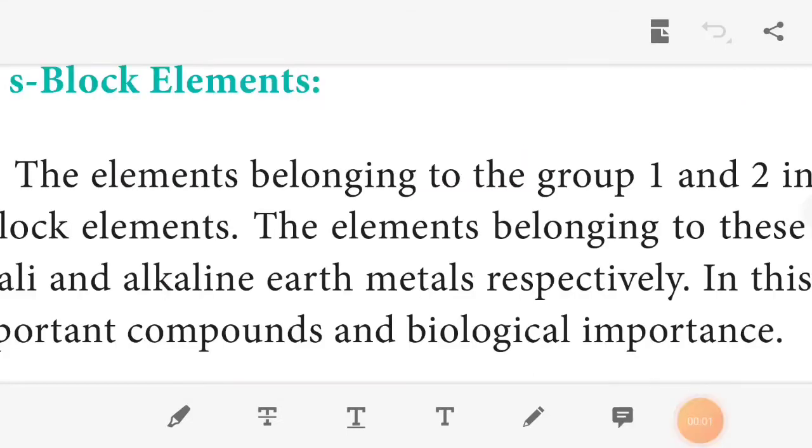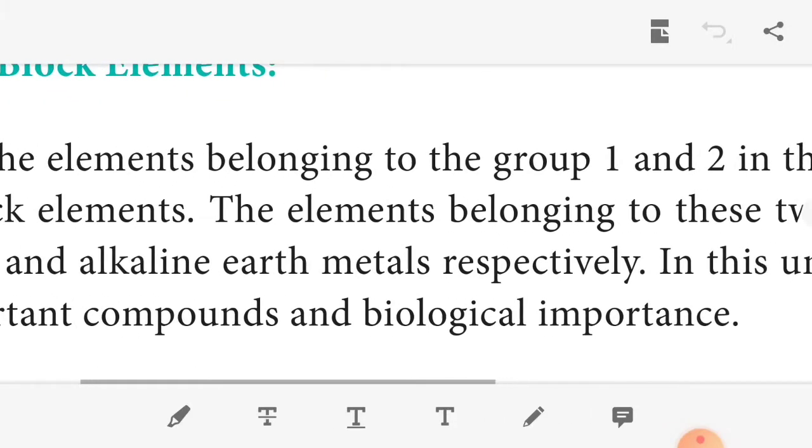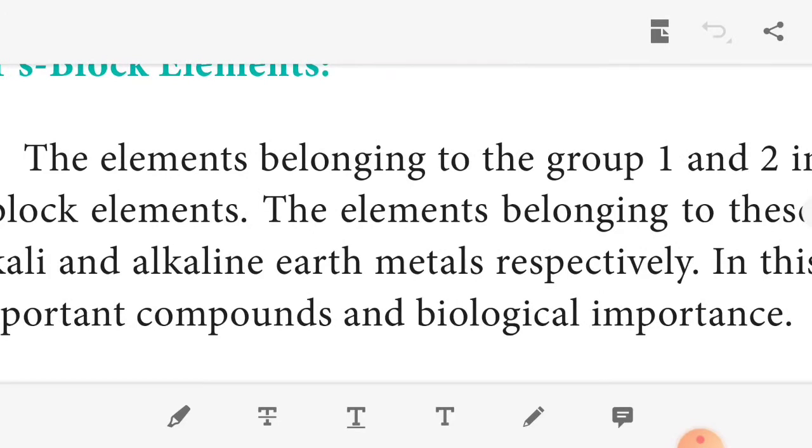S block elements are the elements belonging to groups 1 and 2 in the modern periodic table. We know the periodic table columns. The left-hand side presents the S block elements and the right-hand side the P block elements. So the left-hand side has two groups. The first group and second group are called S block elements. The elements belonging to these two groups are commonly known as alkali and alkaline earth metals.